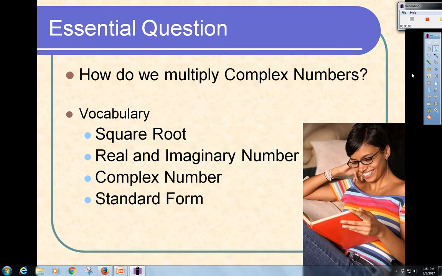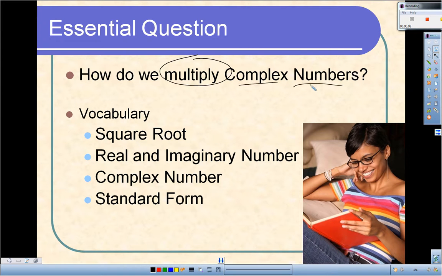Alright, y'all. Today we're going to be talking about how do we multiply complex numbers. How do we multiply? Multiplication. How do we times? How do we find the product of? All those are interchangeable.